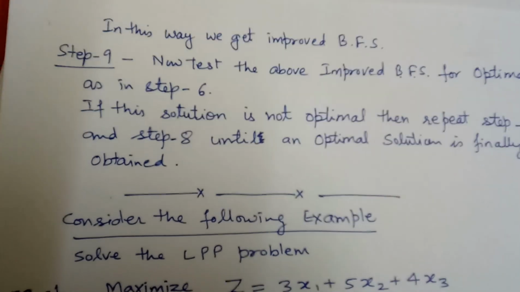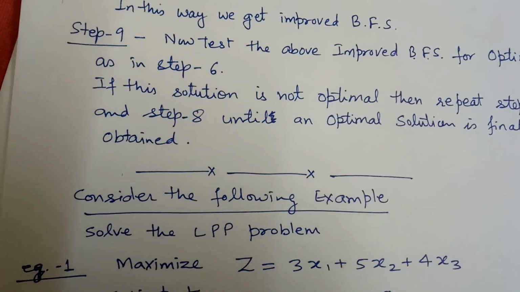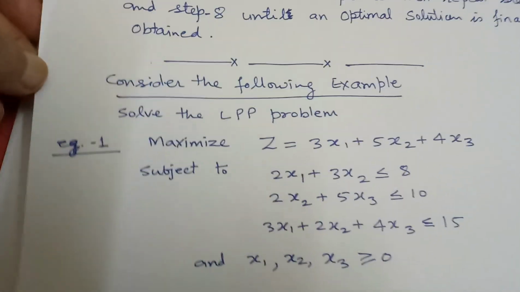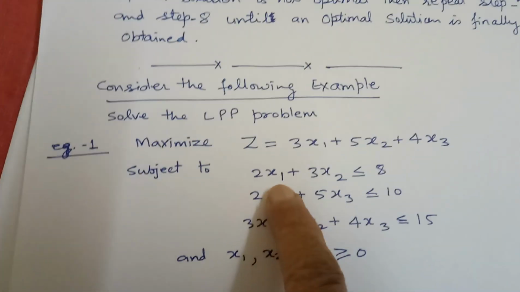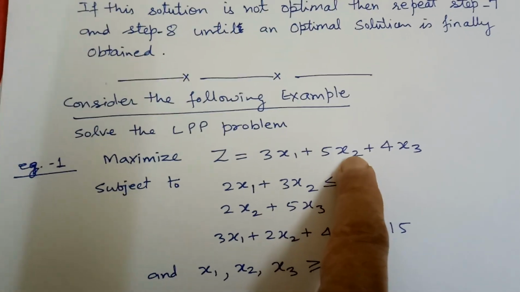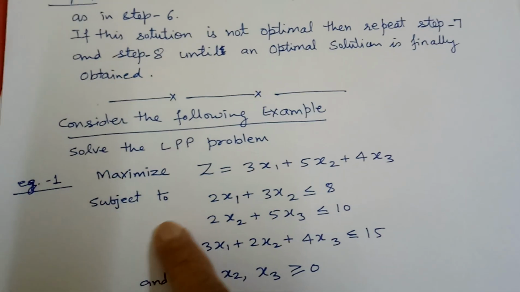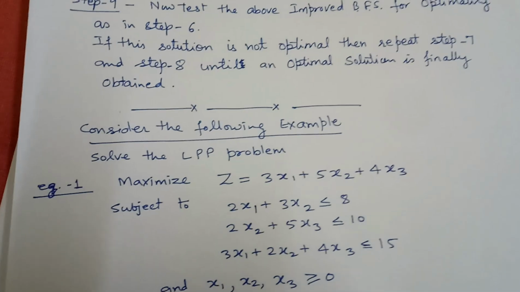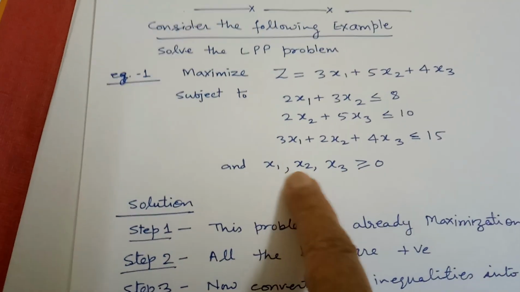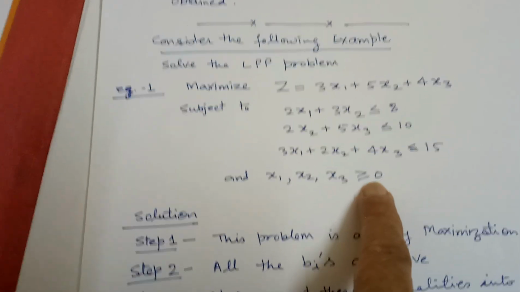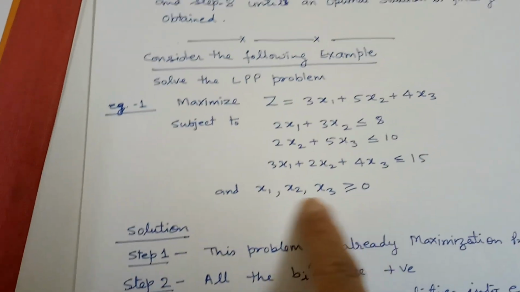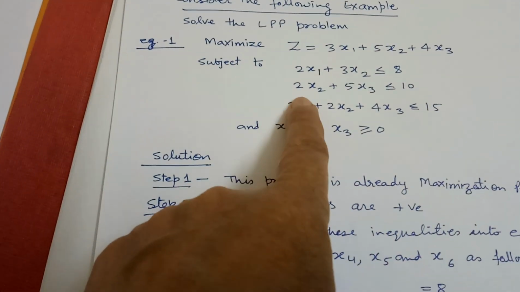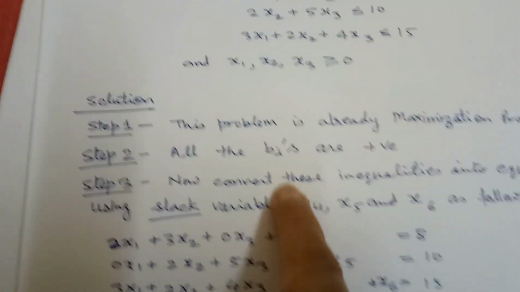Now consider a numerical example, which makes the method more clear. Consider this problem. Maximize z equal to 3x1 plus 5x2 plus 4x3 subject to constraints. These constraints are all less than or equal to, and the three variables x1, x2, x3 are greater than or equal to 0. Here there are 3 variables and 3 constraints. Now start to find the solution of this problem.